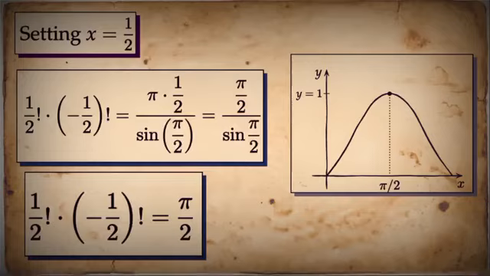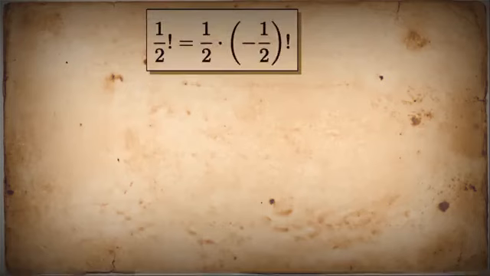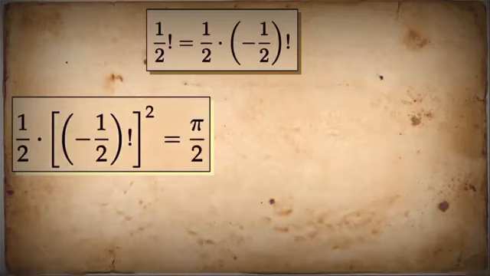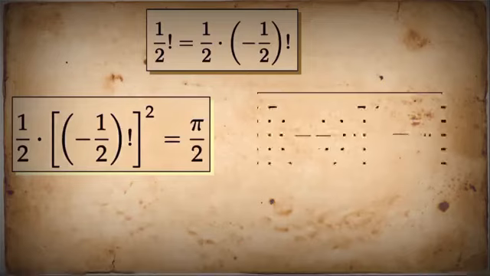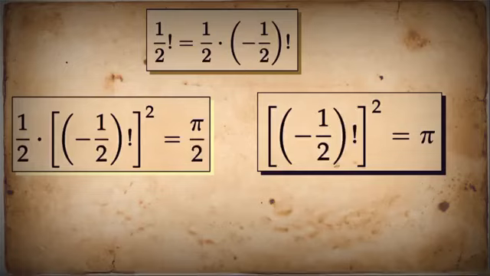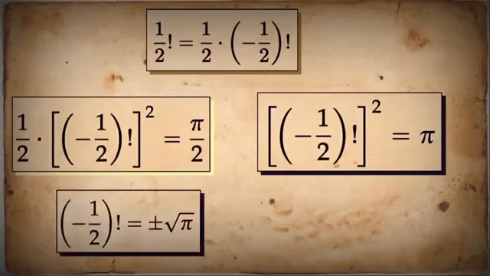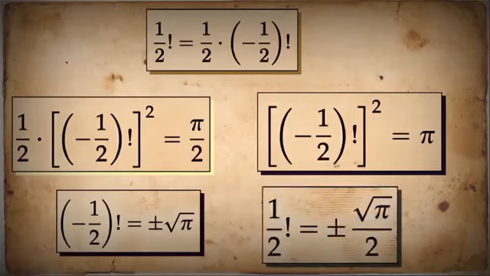We now have two equations involving the same two unknowns. The second equation comes from the recurrence relation established earlier. The factorial of 1/2 equals 1/2 times the factorial of negative 1/2. Substituting the recurrence into the product equation, 1/2 times the factorial of negative 1/2 squared equals pi over 2. This gives the factorial of negative 1/2 squared equals pi, so the factorial of negative 1/2 equals plus or minus the square root of pi. And from the recurrence, the factorial of 1/2 equals plus or minus the square root of pi over 2. We need to resolve the sign.